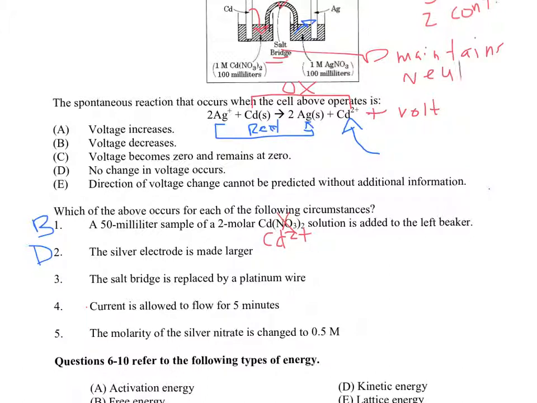Remember, it maintains neutrality. So if we take the salt bridge out, will it be neutral anymore? You should have a bunch of ions flooding the solution, right? So what's going to happen to the ability for it to remain neutral? It stops. So what happens to the battery? Stops working. So what's your voltage? 0, exactly. So it's got to be C right there. The current is allowed to flow for 5 minutes.